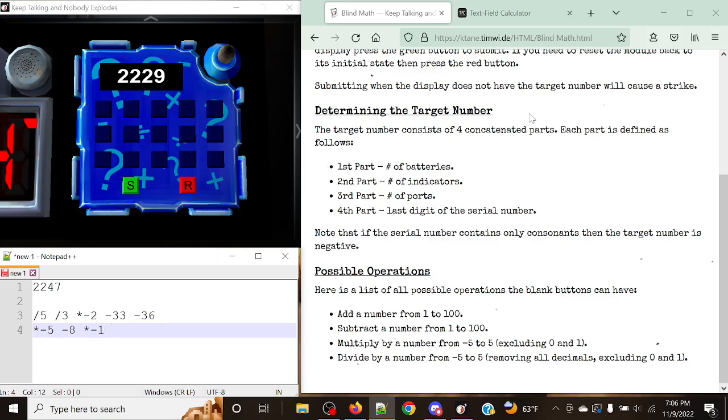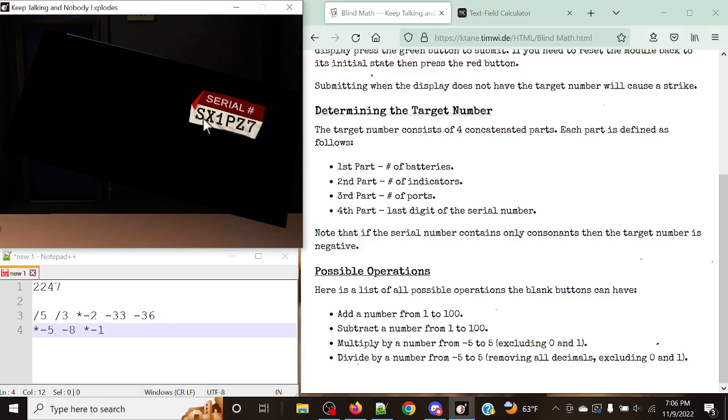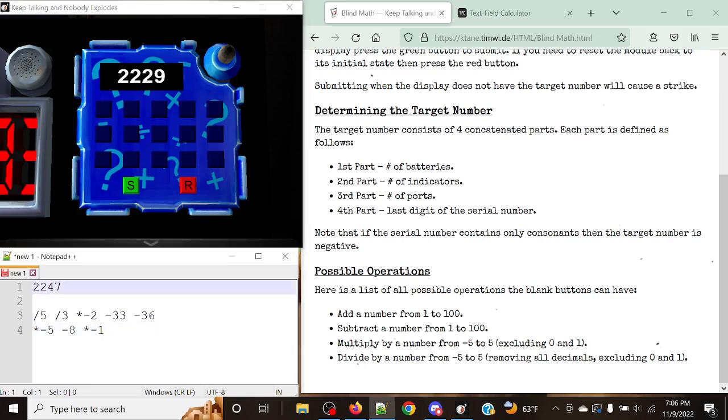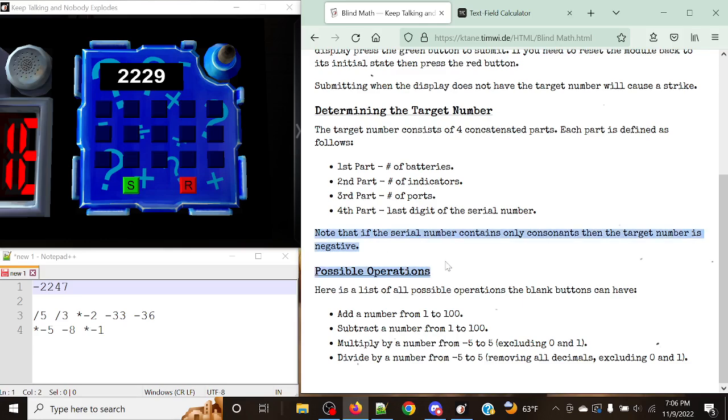Wait, I forgot to go over. Note that if the serial number contains only consonants, then the target number is negative. It is indeed only consonants, so therefore, our answer is not 2247, it's negative 2247. And now subtractions are actually going to be a huge hand for us. This -1 is going to be a huge hand for us. That's going to be very, very good. Okay. Anyways, let's continue on. Apologies for not covering that sooner. That's a very important note that I need to make sure I do cover.